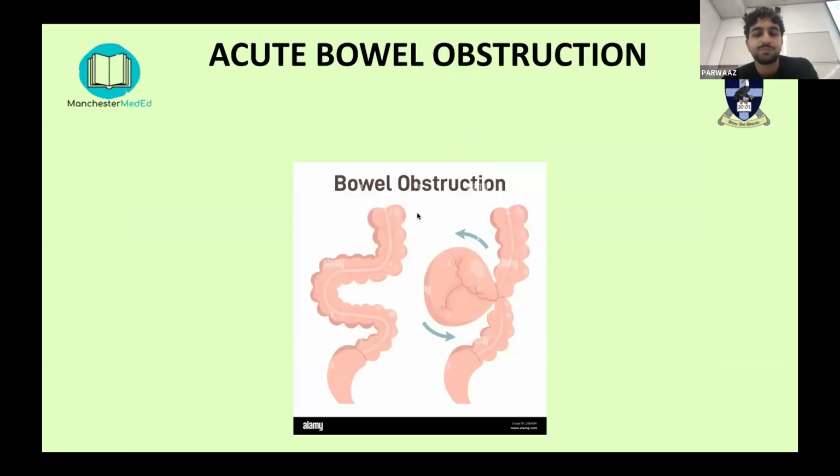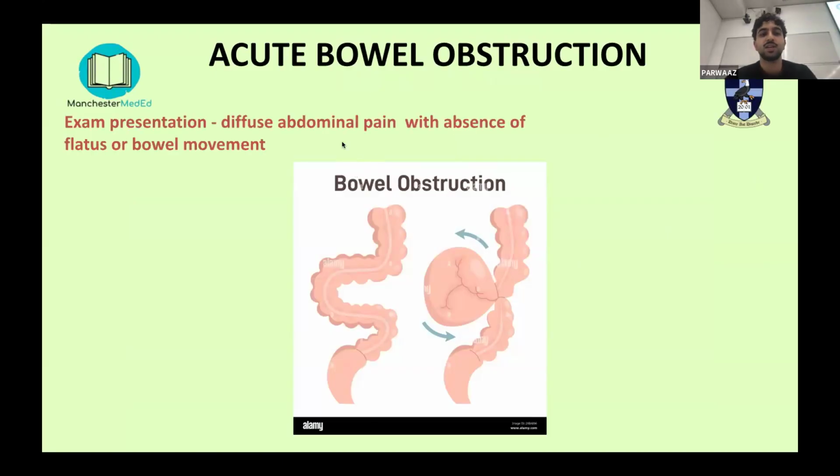So bowel obstruction. This is something you'll see a lot as well on placement and in questions. And it's very simply a mechanical obstruction of your bowel contents. Okay. And usually in exams, you will see a typical patient with very diffuse generalized abdominal pain and an absence of flatus or bowel movement. So absolute constipation is what defines a bowel obstruction. Okay. So if someone's got abdominal pain and they're still passing feces, this technically is not bowel obstruction, it's constipation.